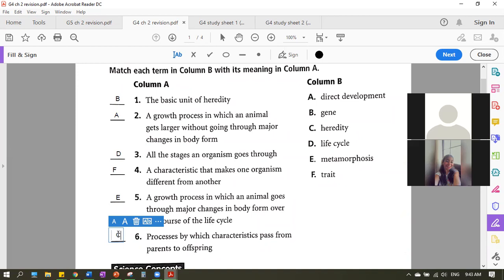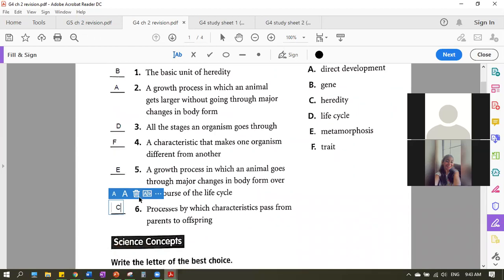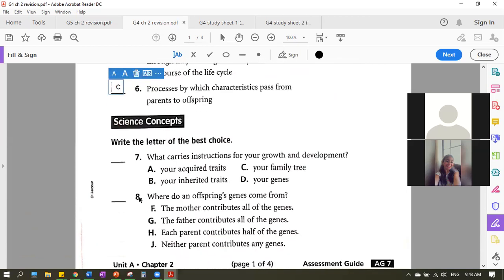Heredity. That's something you will learn about next year with more details, because we'll study a lot about genetic information and how you get your characteristics or features from your parents. Okay, now let's move to the next question.